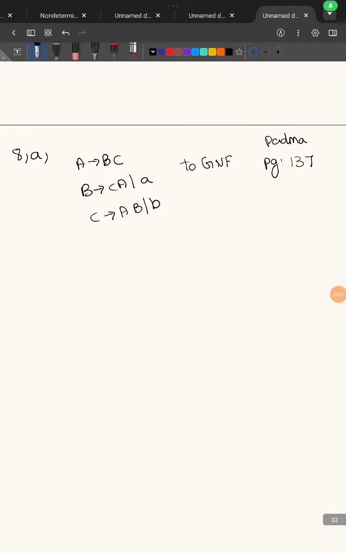8A question: they have given you the CFG. For that you have to find the Greibach normal form. This same question is present in your Padma Reddy book, page number 137. You can refer to that.